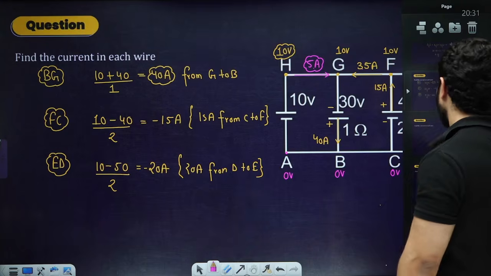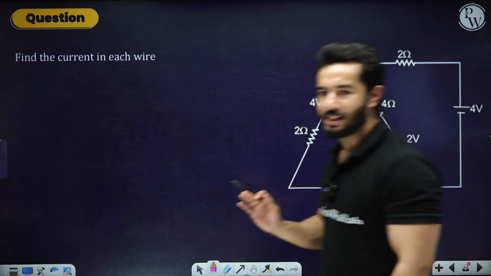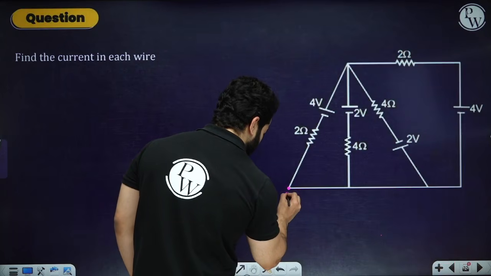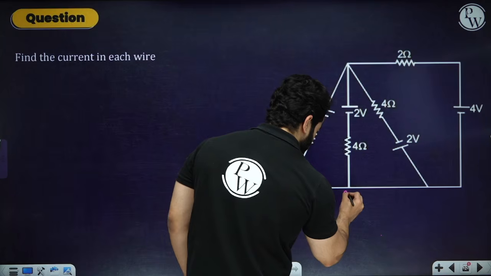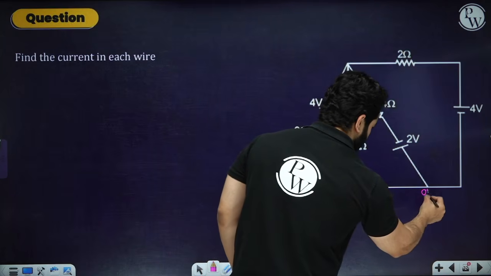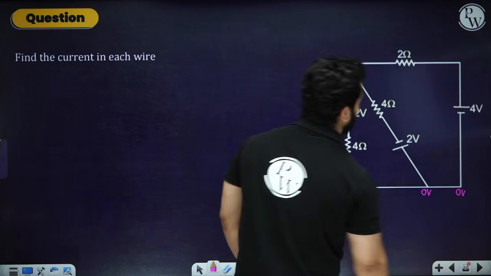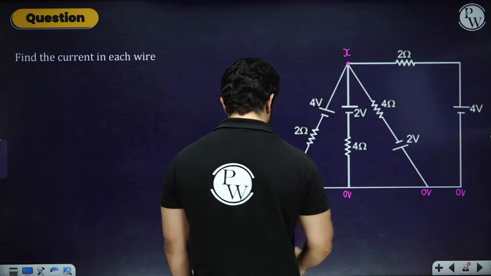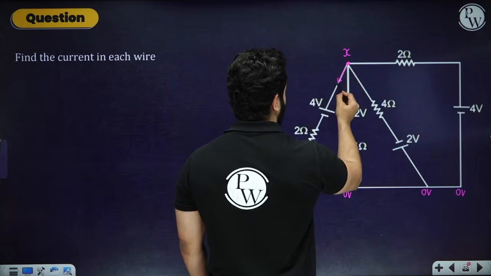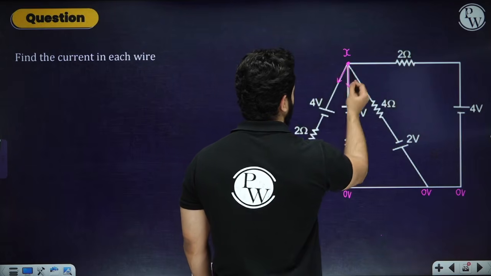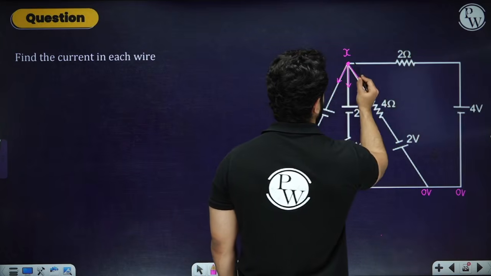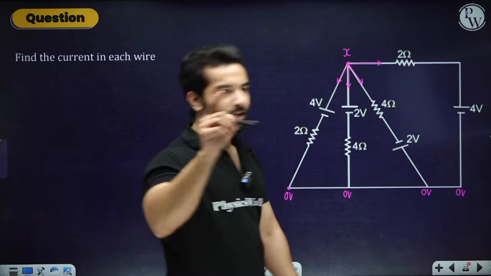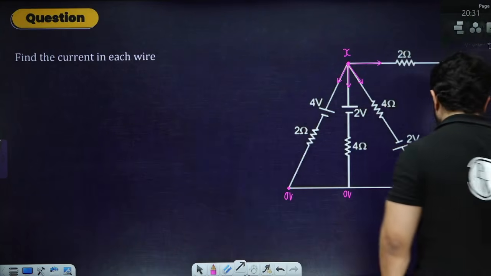Now one question in homework, by the way, this is an easy one. Again, you can assume these points to be at 0 volt, this point to be at X, and I1, I2, I3 and I4, and solve it, right? And write down the answer in the comment section.